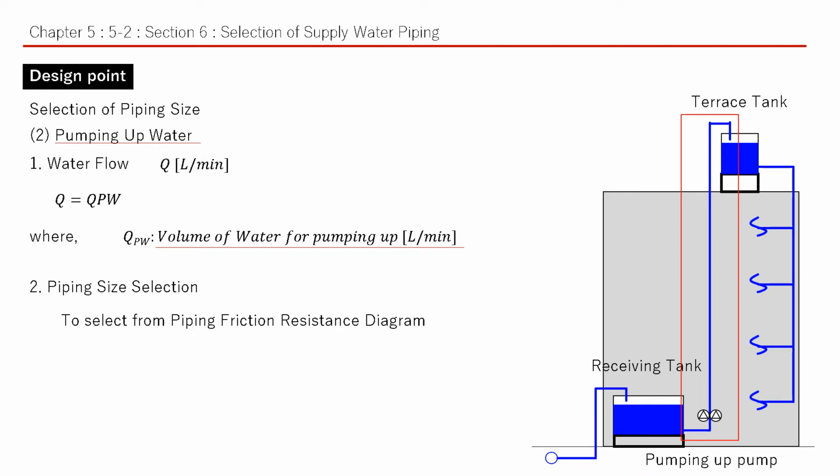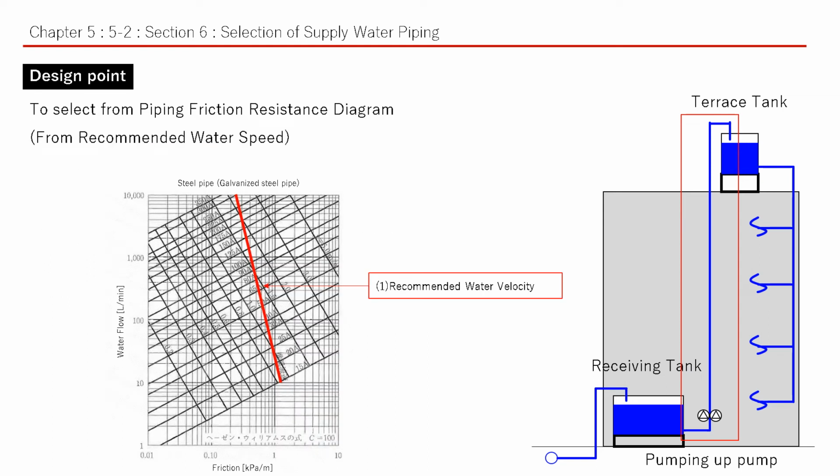Okay, we finish incoming water sizing. Next, we will select pumping up water piping. Item 1, water flow to use volume of water for pumping up. Item 2, piping size selection to use piping friction resistance diagram. Selection method is the same. First, the already mentioned line for recommended water velocity. We highlight this line. Second, put line about water flow. Third, check the size of pipe above the cross line. Then, we complete selection of piping size.